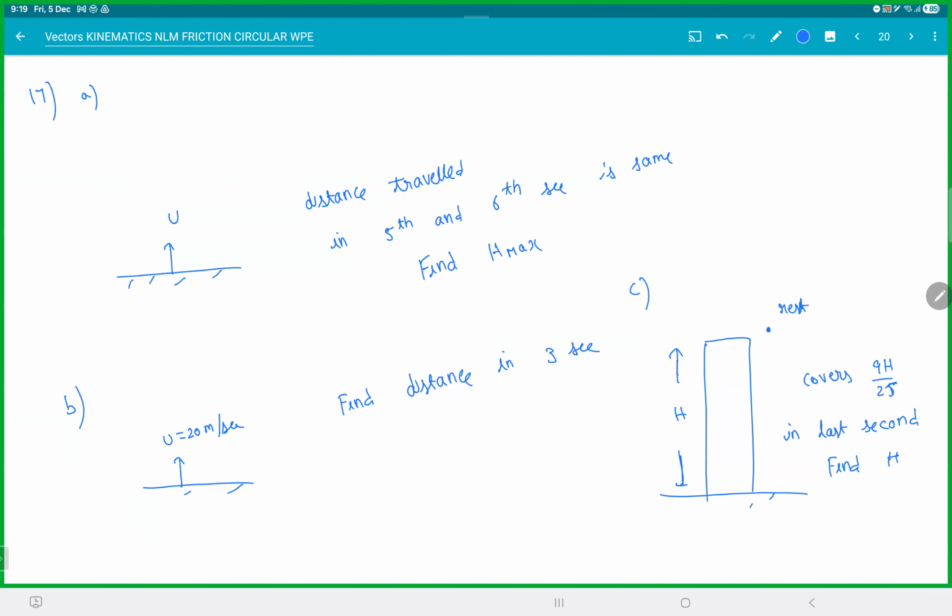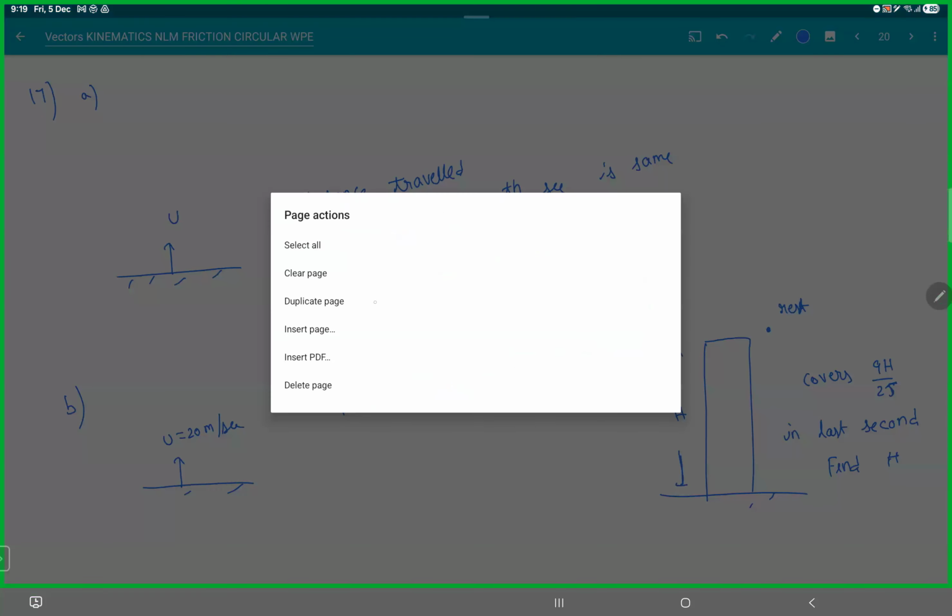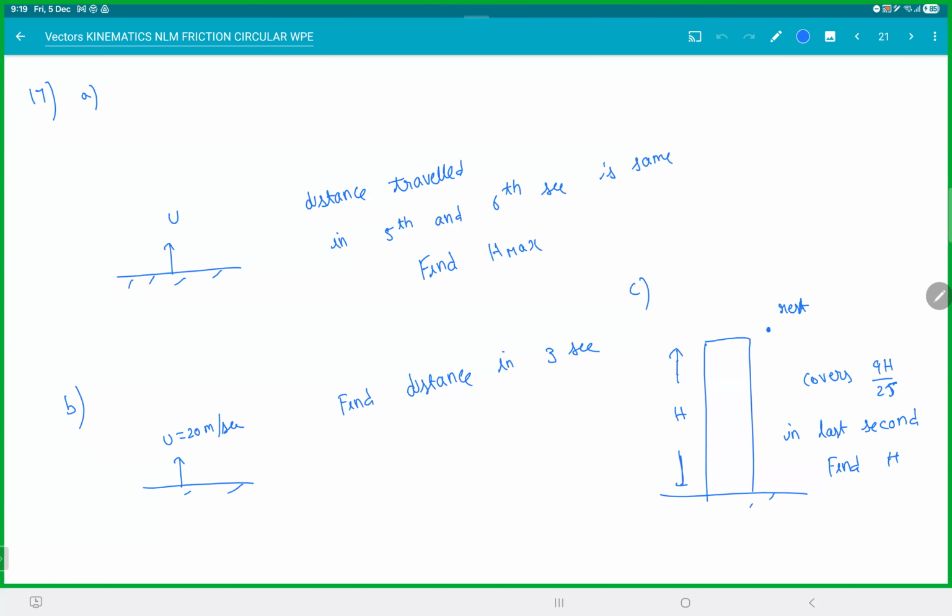Let's see. You can still keep trying. So you're saying the distance in the fifth and the sixth second is the same. Now think about this. While going up, you're slowing down. So the fifth second means 4 to 5, and the sixth second is 5 to 6. They can't be equal when you're going up. While coming down, the particle is speeding up, so the sixth second will travel more than the fifth second. This can happen only in one possibility.